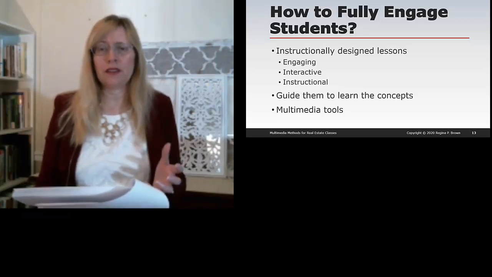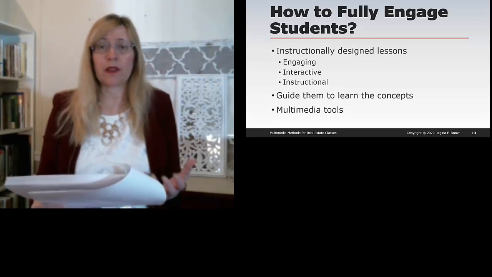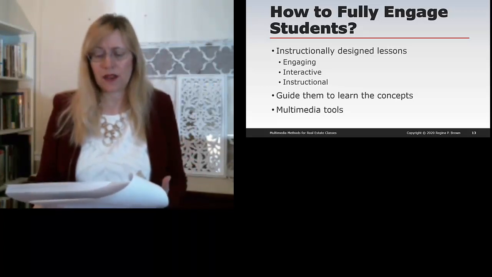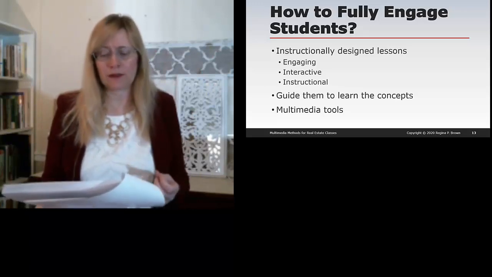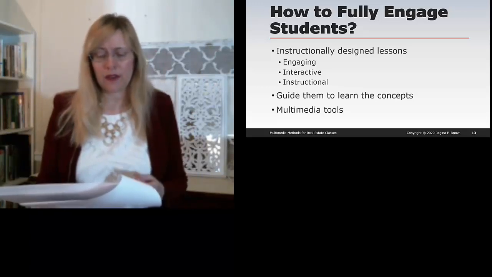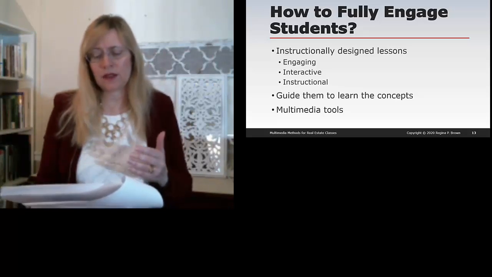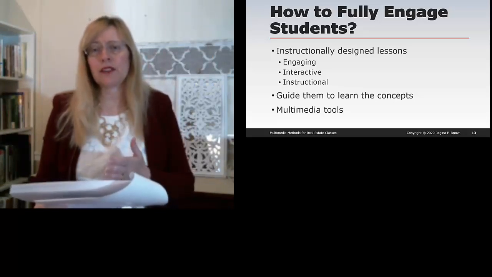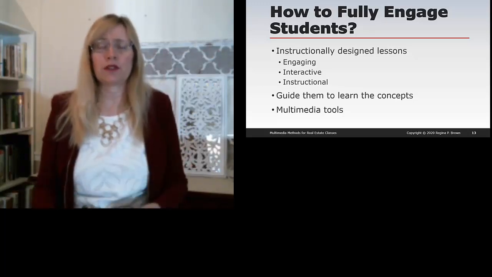It should be engaging, interactive, and still retain the instructional aspects of a live classroom experience. Multimedia tools help guide students to learn the concepts with maximum interactivity. The bottom line is that interactivity leads to engagement. Engagement leads to application, and application leads to retention of the course material.